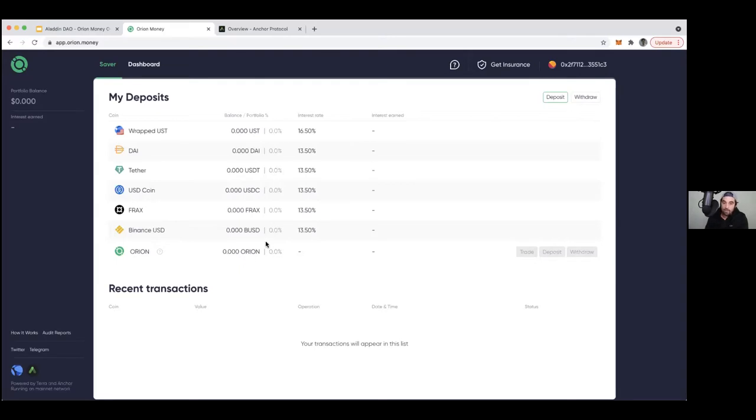And so, yeah, that was one of the choices that I thought would be helpful. It would be awesome if this was supported on AladdinDAO. It would be great to give users that option because they're going to see 16.5% in UST, 20% in Orion, which is a pretty big difference. But then, of course, you assume the risk of holding a token here that is not pegged to the US dollar.